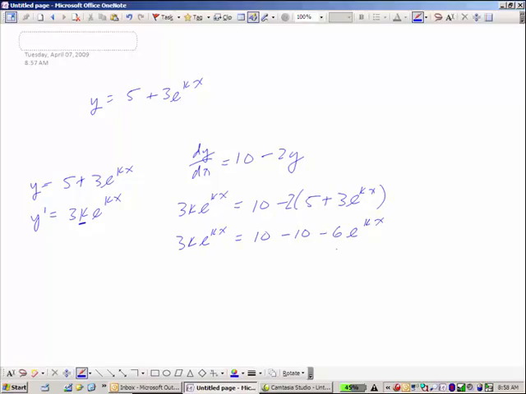The 10s go, which is nice. And I think I get negative 6 e to the kx. So the e to the kx's, right, they go, so I get 3k is equal to negative 6. I guess k is equal to negative 2.